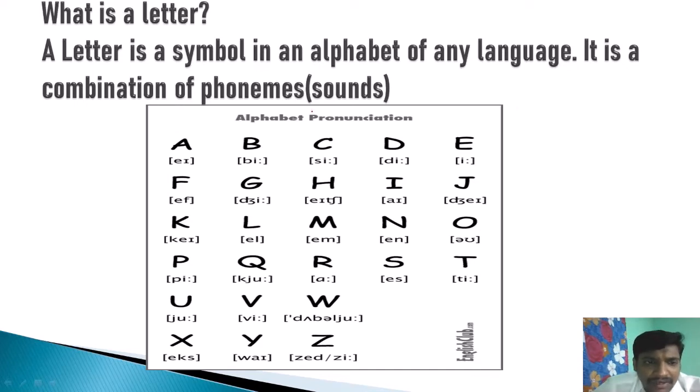If you observe here, A, you can see this is A. Next, B, C. These are the symbols. These are sounds, phonemes. Okay, dear students, this is the meaning of letter. These are the letters. In English language, we have 26 letters.